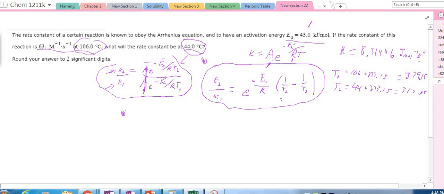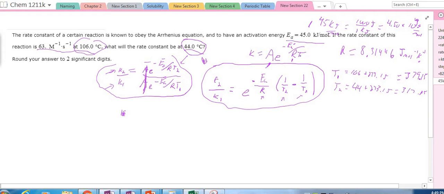Okay, so now I can substitute those into there as I need to. I can substitute R into there, and for my EA, I'm going to want to convert that into joules. So I have 45 kilojoules per mole, and I know that in 1 kilojoule there are 1,000 joules, and so this is going to equal 4.50 times 10 to the 4th joules per mole. And my handwriting's getting worse here.